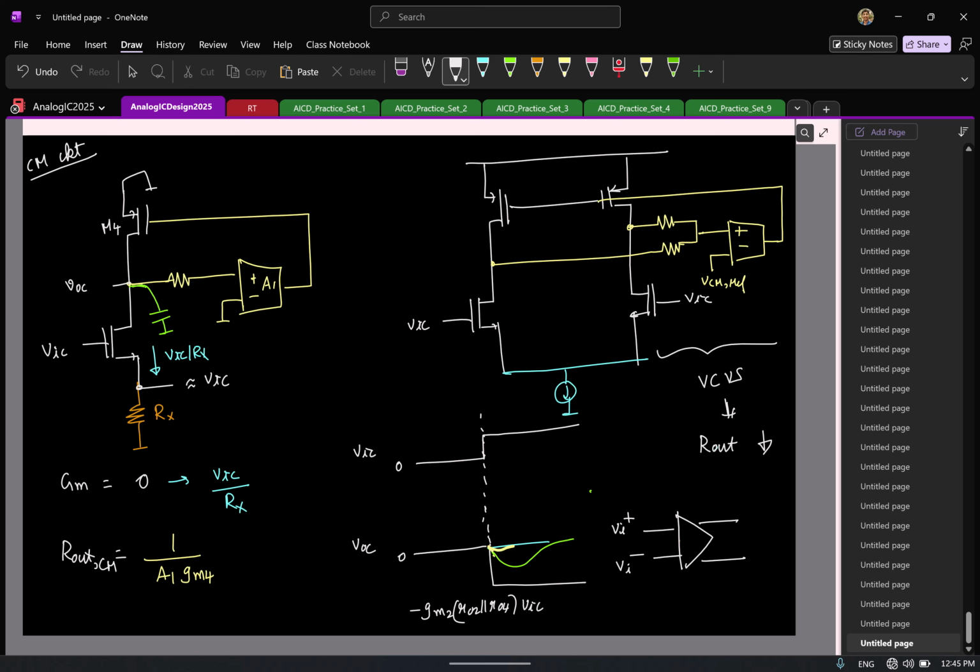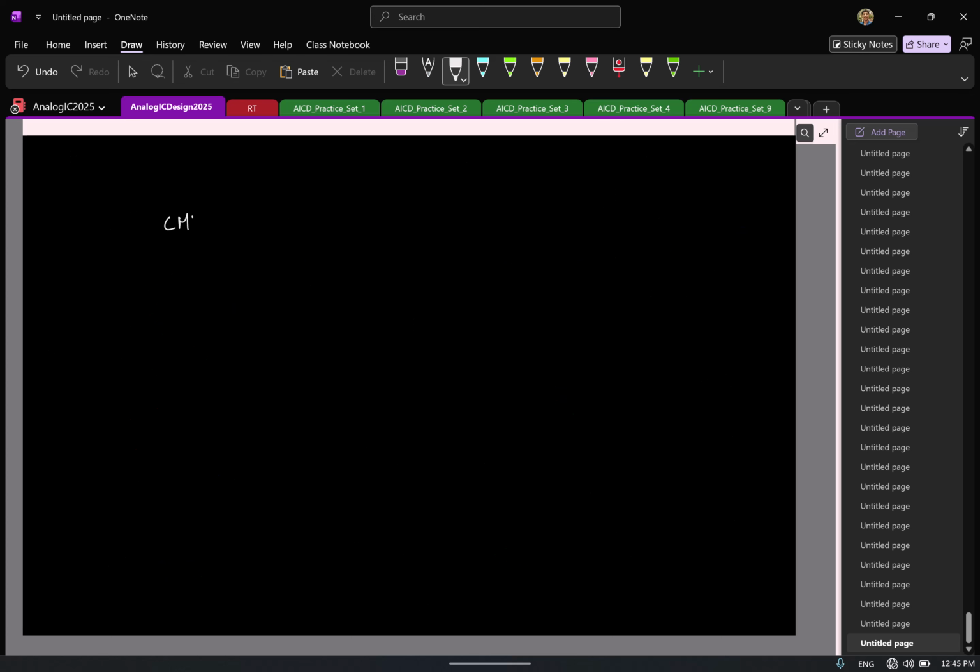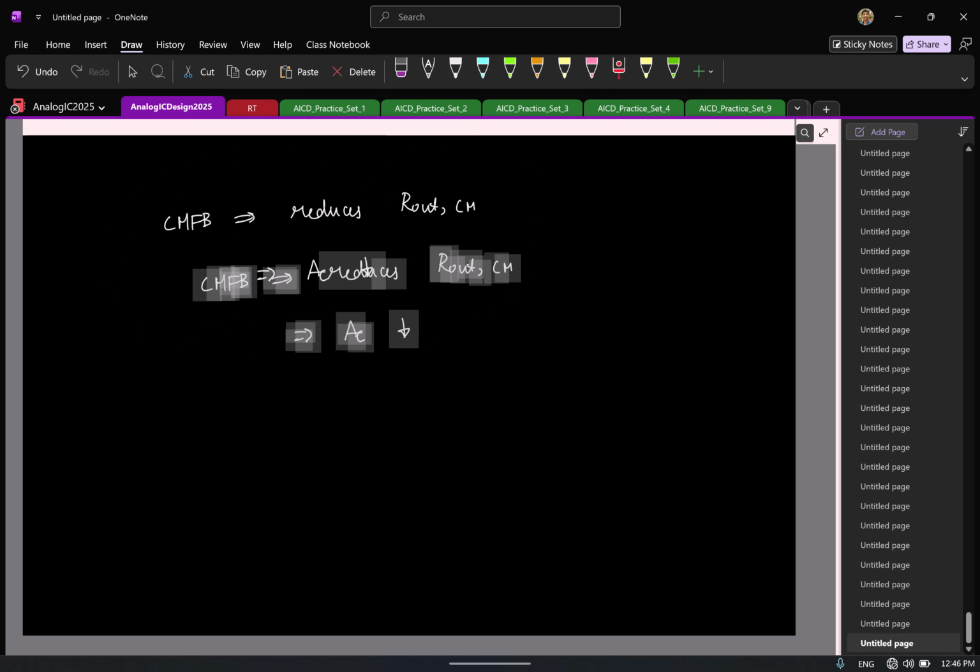So let me just remark it here. CMFB basically reduces the output resistance for common mode signals. That's the important thing. Which means the common mode gain is going to be smaller, but this is only at DC. So that summarizes the things I wanted to explain about common mode feedback.